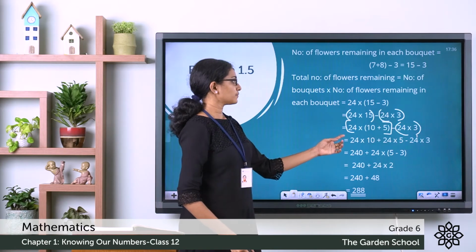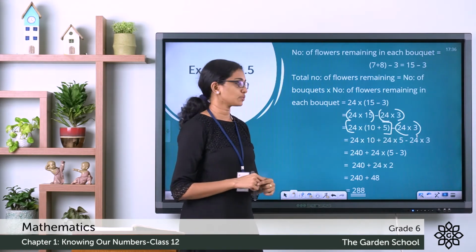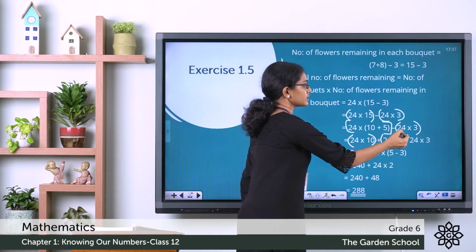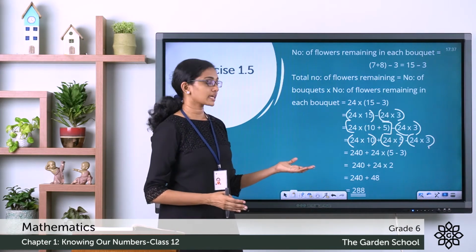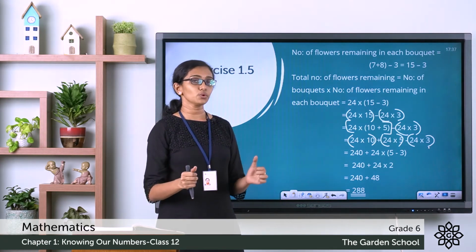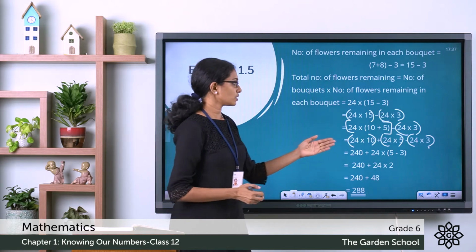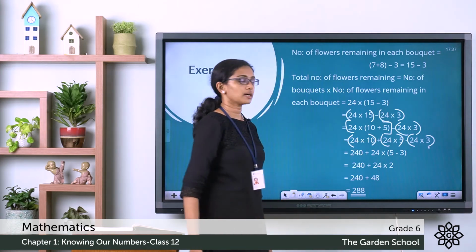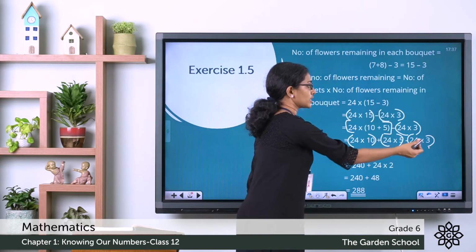So here, 24 into 10 plus 24 into 5. Again we have to use brackets. 24 into 10 plus 24 into 5 minus this 24 into 3. See, when multiplication, addition and subtraction come within the same expression, first we have to do multiplication, then addition, then subtraction. So first do the multiplication part. 24 into 10 equal to 240 and 24 into 5 minus 24 into 3.